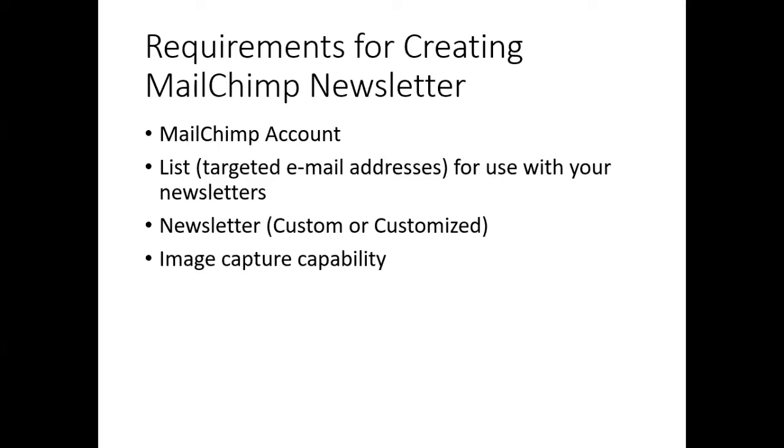MailChimp does create what they refer to as a list by default. The list is nothing more than a collection of names and email addresses. The reason they do it that way is that you can have multiple lists so that you can target folks for different types of mailings. So believe it or not, MailChimp does a lot more than newsletters. That just happens to be a big feature for real estate agents.